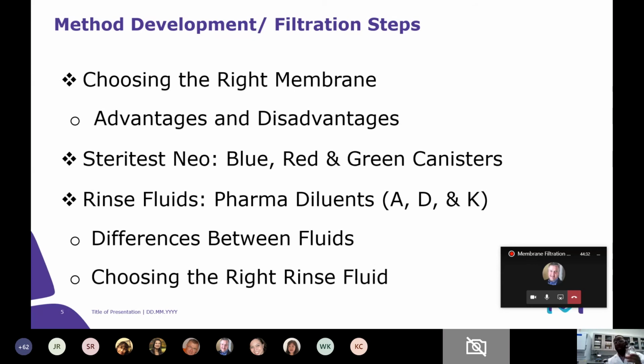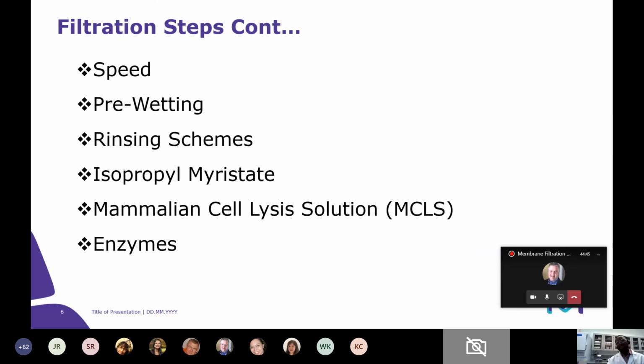Which is why it's challenging. Do you just use fluid A or fluid D, then wait 4 to 5 days to see if you should use another one? I always advise using different combinations and different rinsing schemes. When you use fluid A, then fluid D, or mix them up from the get-go, whichever gives you the best recovery, you go with that. It saves you a lot of time.